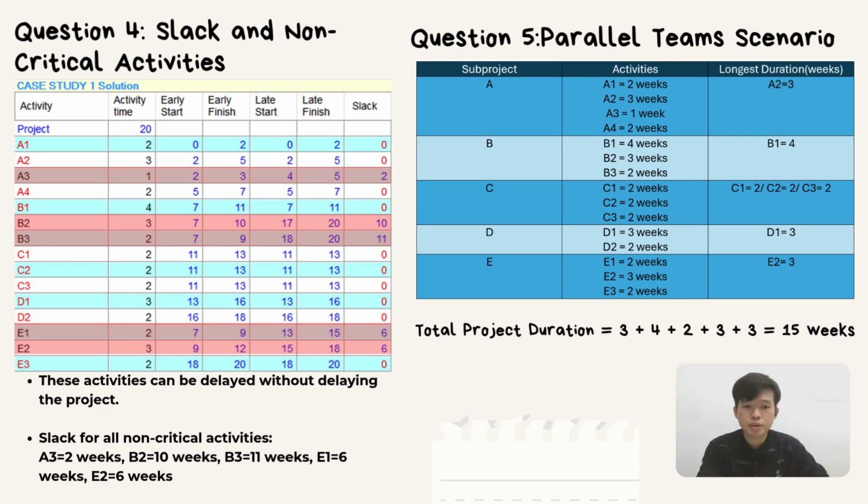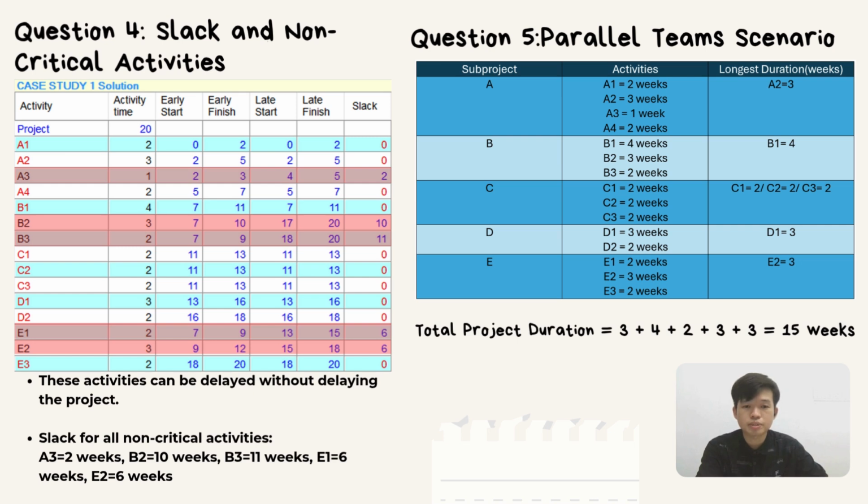Moving to question 5, parallel team scenarios, we look at what happens if each sub-project's team can work on all their activities in parallel instead of in sequence. This means that for each sub-project like A, B, C, D, and E, all activities start together and the duration is only determined by the longest single activity in that sub-project. Looking at the tables, for example, sub-project A's longest activity is A2 at 3 weeks, so sub-project A only takes 3 weeks to finish. We apply the same logic for each sub-project, taking the longest task from each.